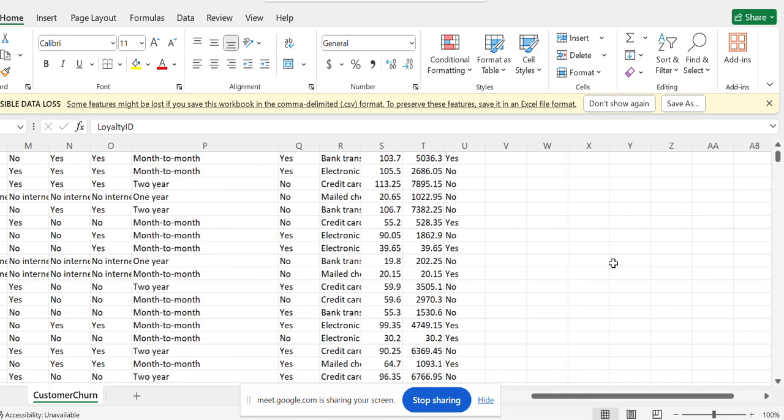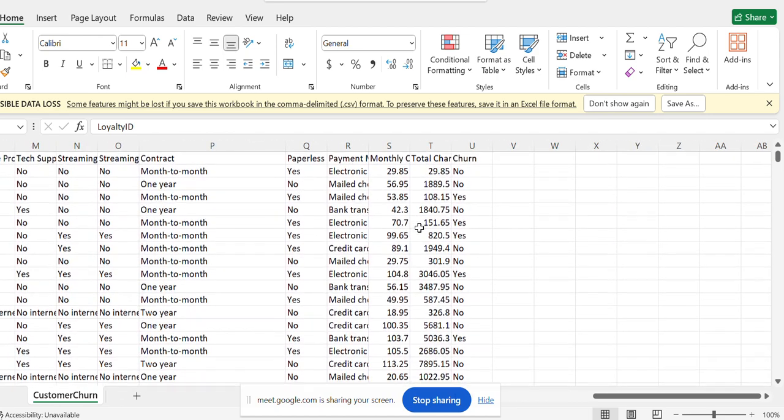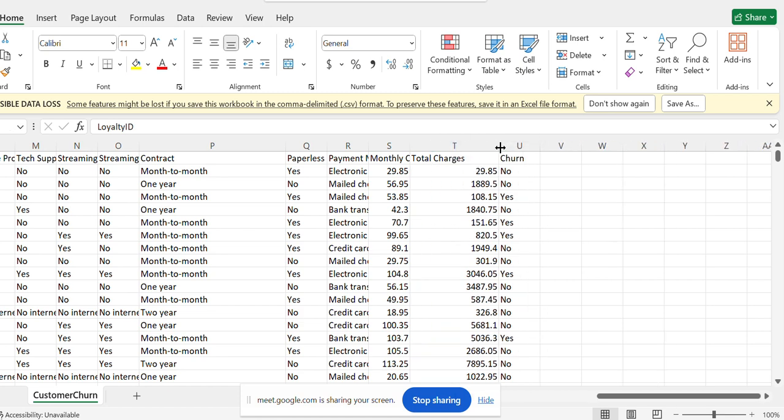From the beginning to the second to the last column, in terms of the columns, that is the x-axis, which is the independent cell.